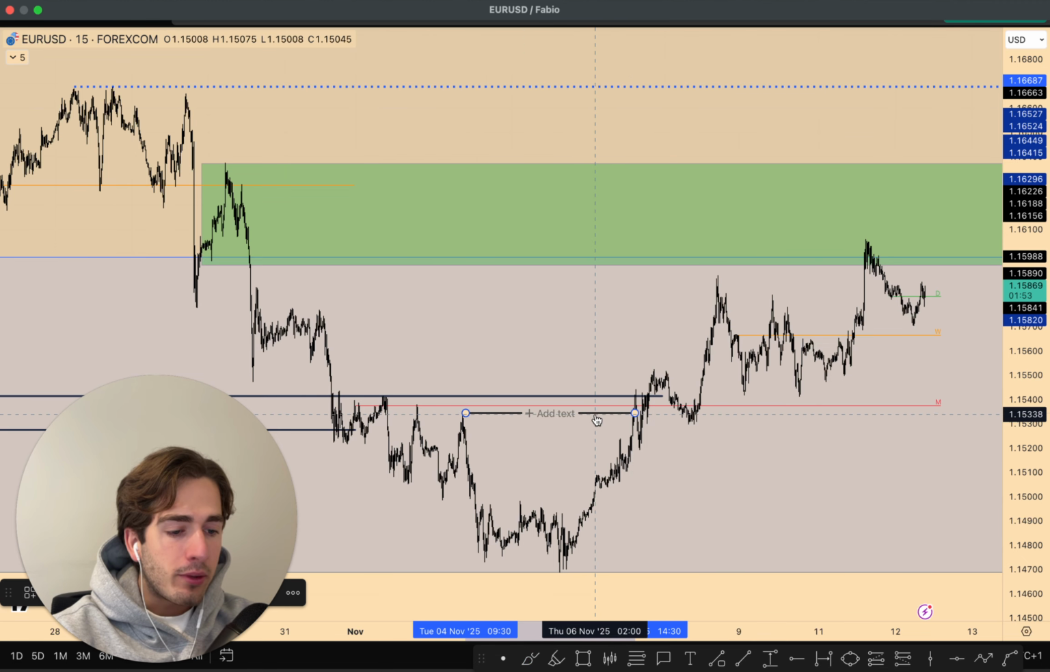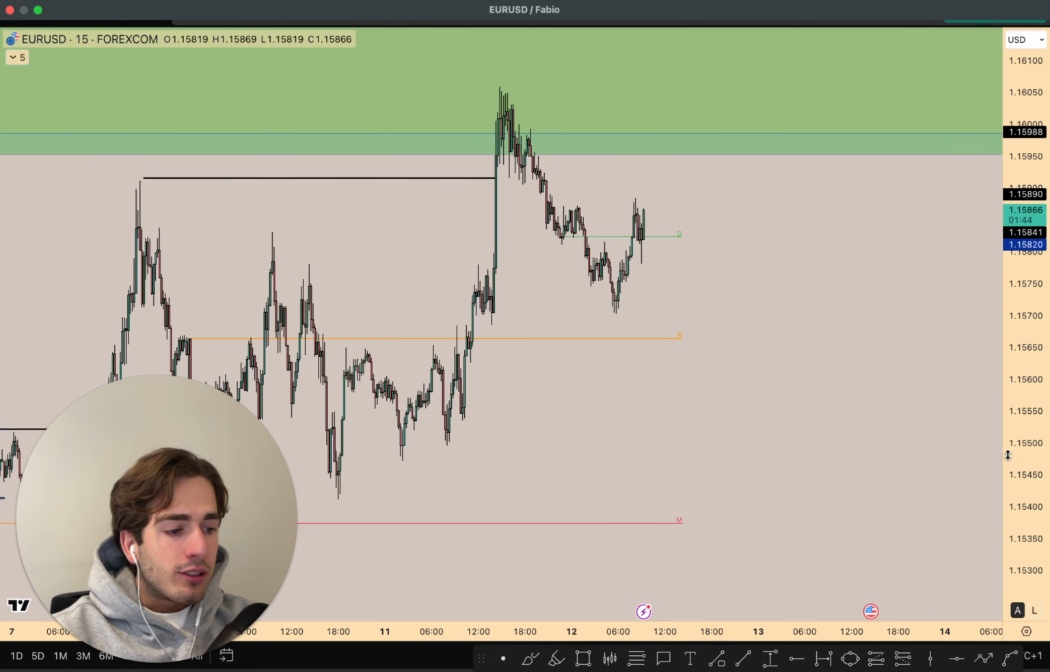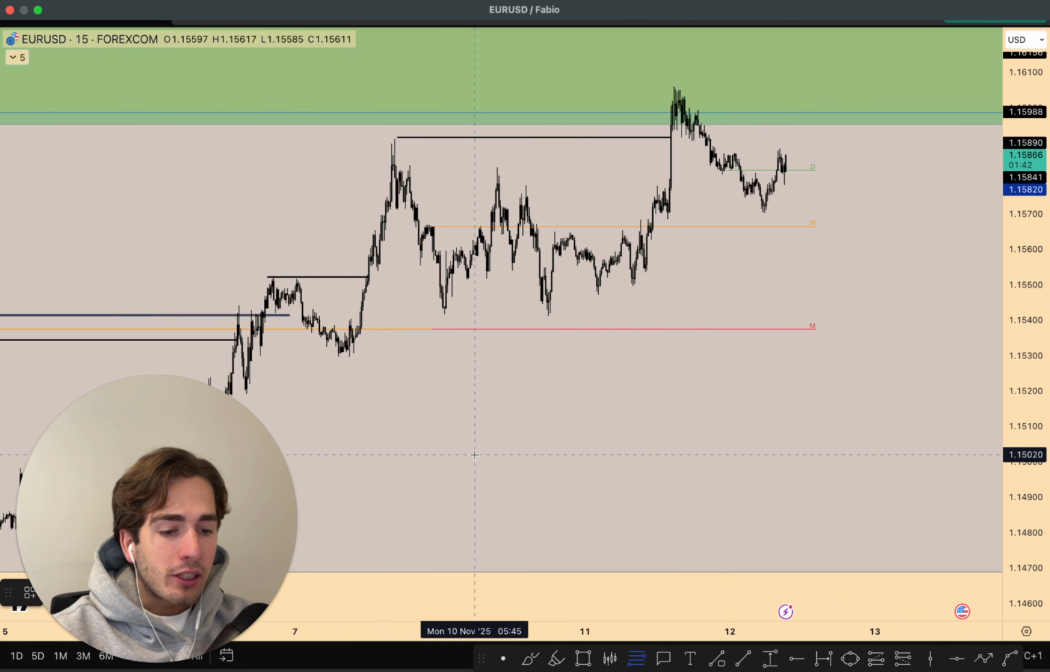Here we had a 15-minute BOS up, and here we've now had another 15-minute break of structure up. So what's now happened is that here on the 15-minute time frame, the market remains bullish.